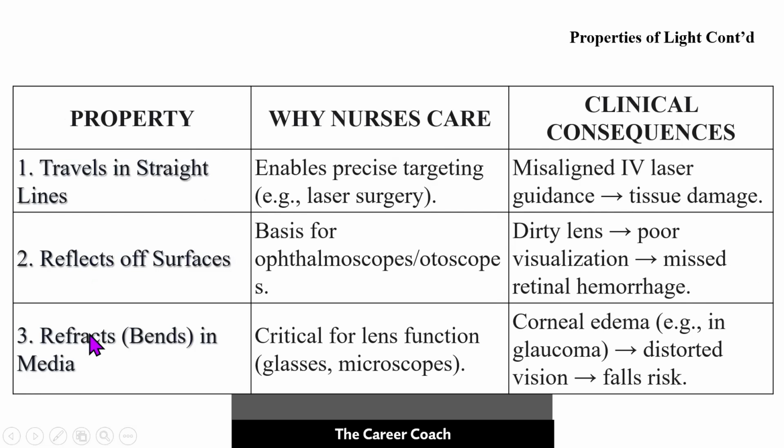Another property of light is that it refracts, as in it bends in a medium. Why do we care about that? It is critical for lens function, for the function of glasses and the function of a microscope. Clinical consequences: corneal edema, for example in glaucoma, will lead to distorted vision, leading to false risk.